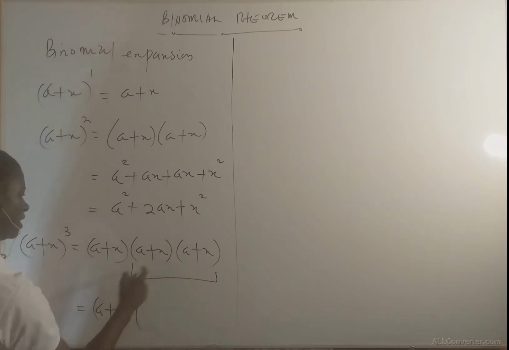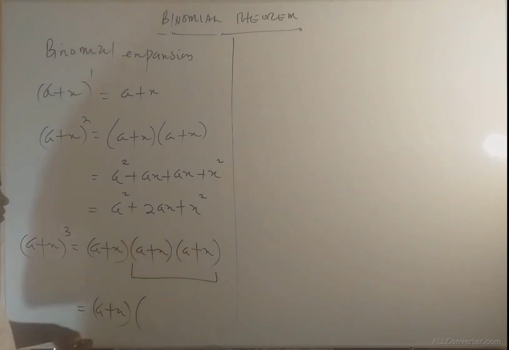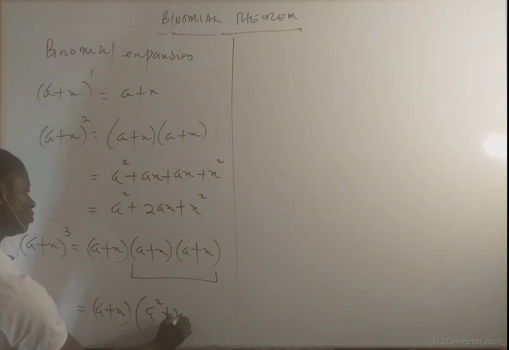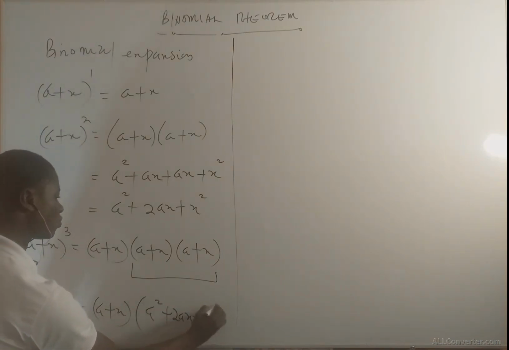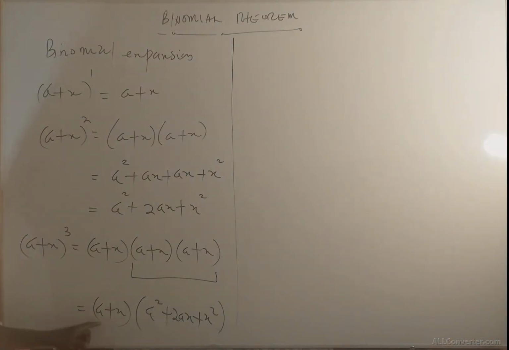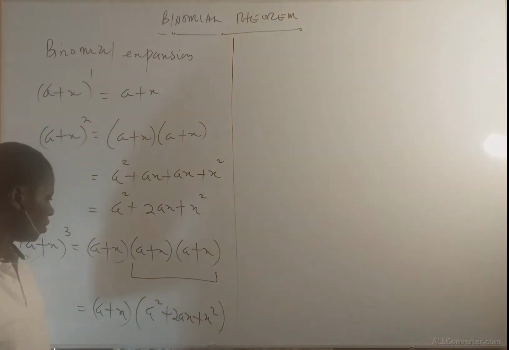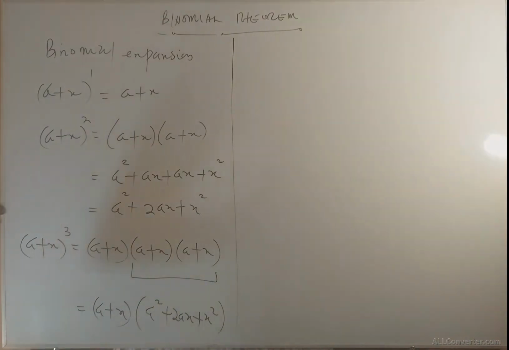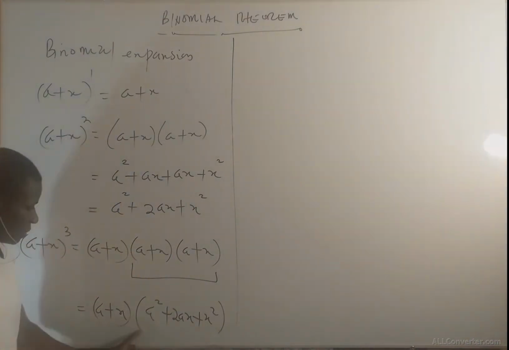In place of (a + x) times (a + x), you can now substitute a squared + 2ax + x squared. So when we are multiplying a + x by a squared + 2ax + x squared, then the a will multiply all the terms of the second bracket. Then the + x will also multiply all the terms of the second bracket. So when we are doing that, take note that the a will multiply all these.